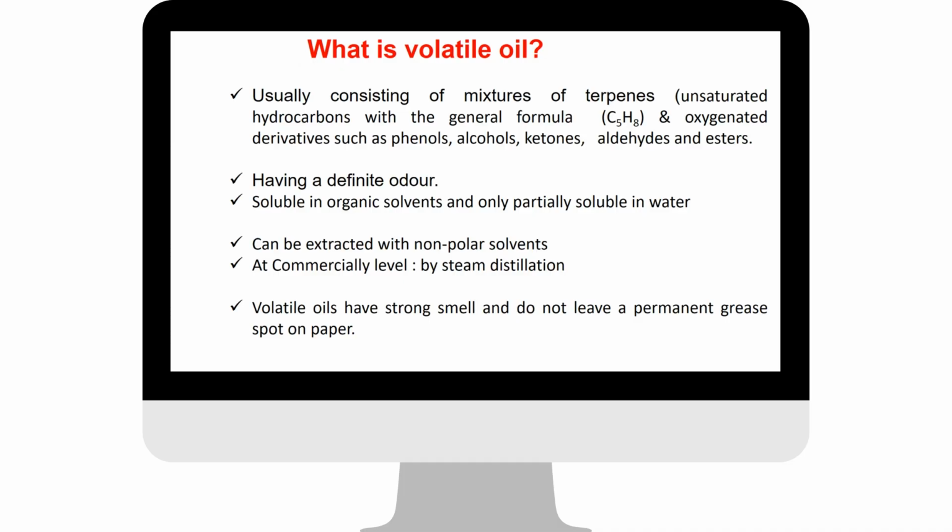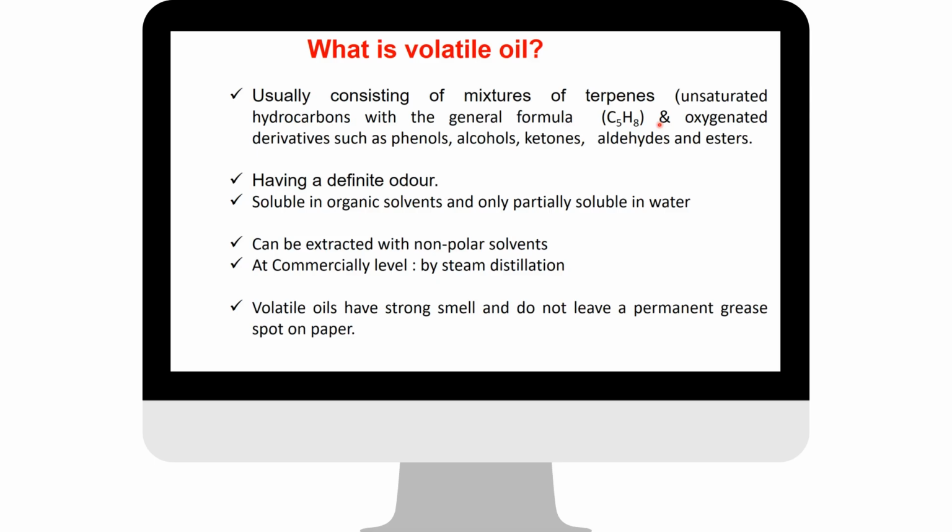We will be seeing just about the volatile oil. Volatile oil usually consists of a mixture of terpenes. What is a terpene? It is an unsaturated hydrocarbon with the general formula C5H8, right? And oxygenated derivatives such as phenols, alcohols, ketones, aldehydes, and esters. As we know, terpene is a separate topic which we will be studying in coming days. So here we just understand that it is a mixture of terpenes, right?